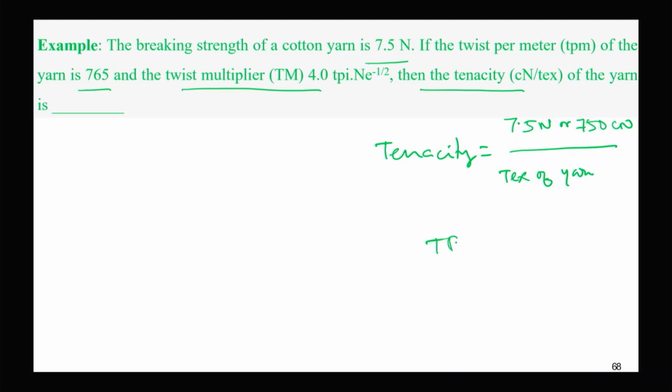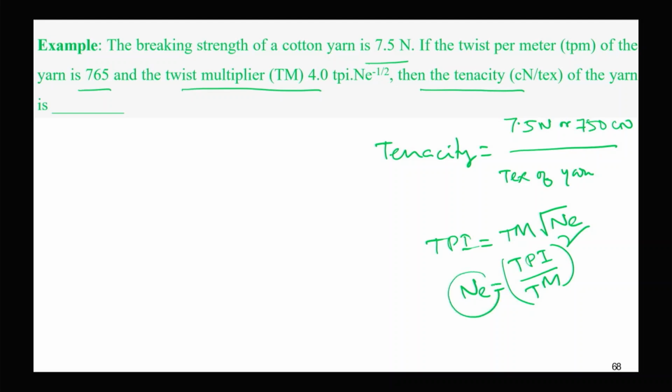We know that TPI equals TM times the square root of the count, so English count will be (TPI by TM) squared. Using this relationship, we can calculate the yarn linear density from twist per unit length and twist multiplier. First we have twist per unit length as TPM, twist per meter. We convert it to twist per inch, calculate the English count first, and then convert it to tex. This conversion we have already discussed, so we are not going to discuss it again.